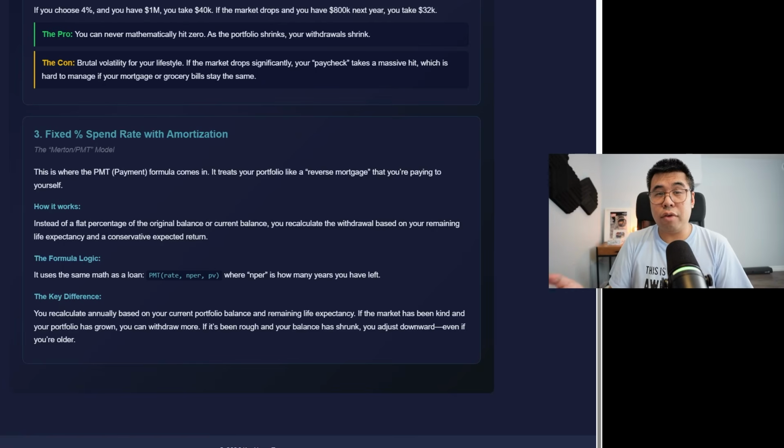I don't know if it's easier for some people to visualize, but for me, it is, as someone who has a mortgage, to view this as a reverse mortgage that you're paying to yourself. In a mortgage, you're paying until you pay your debt off. Here, you're consuming your portfolio until your target end balance, which for default settings would be spending it until you have 0.